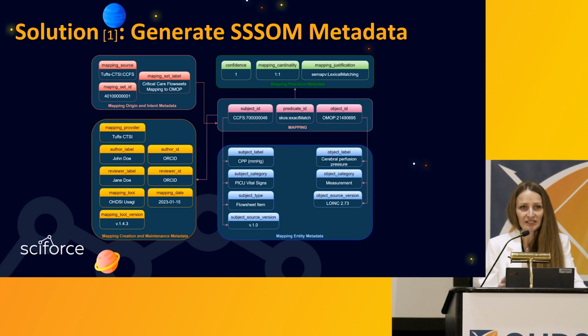So SSSOM is the elegant solution for this, and it allows us to store this information and use it in our research and our ETL especially. So here you can see different metadata types like mapping origin and intent, mapping creation, mapping precision, and mapping entity, which gives us more details about mappings.